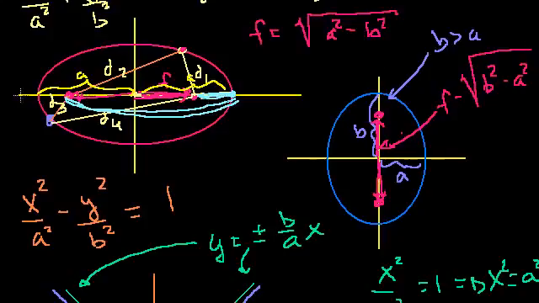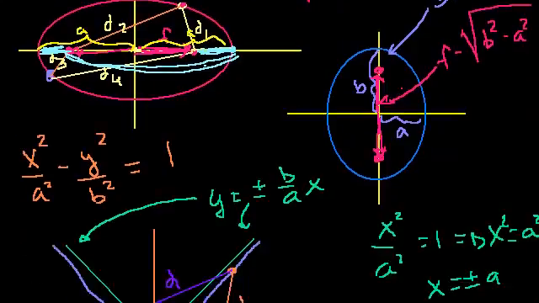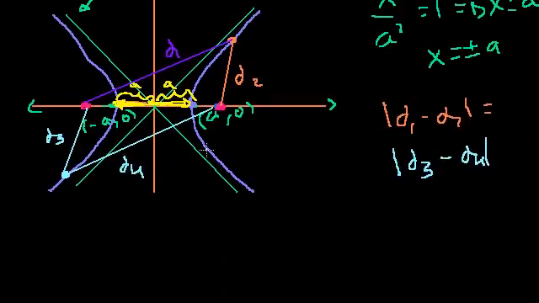Because this distance was the same as this distance, this plus this is the same thing as this plus that, which is 2a. So the entire time, the constant, the sum of the distances to the two foci, was equal to 2a. Now in the hyperbola, what is the difference of the distances to the two foci?